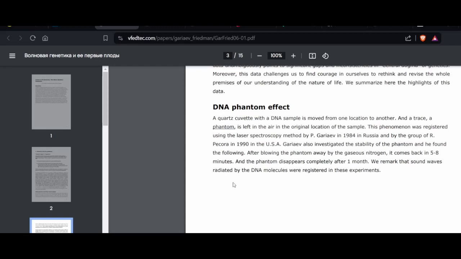We remark that sound waves radiated by the DNA molecules were registered in these experiments. So the authors found that they could pick up sound waves from the DNA molecules. And that is where Dr. Garyaev uses this idea of sound waves to heal people, which you can find on his website, this linguistic wave theory. So the DNA is emitting a sound wave, and that sound wave is then essentially imprinting in this field.